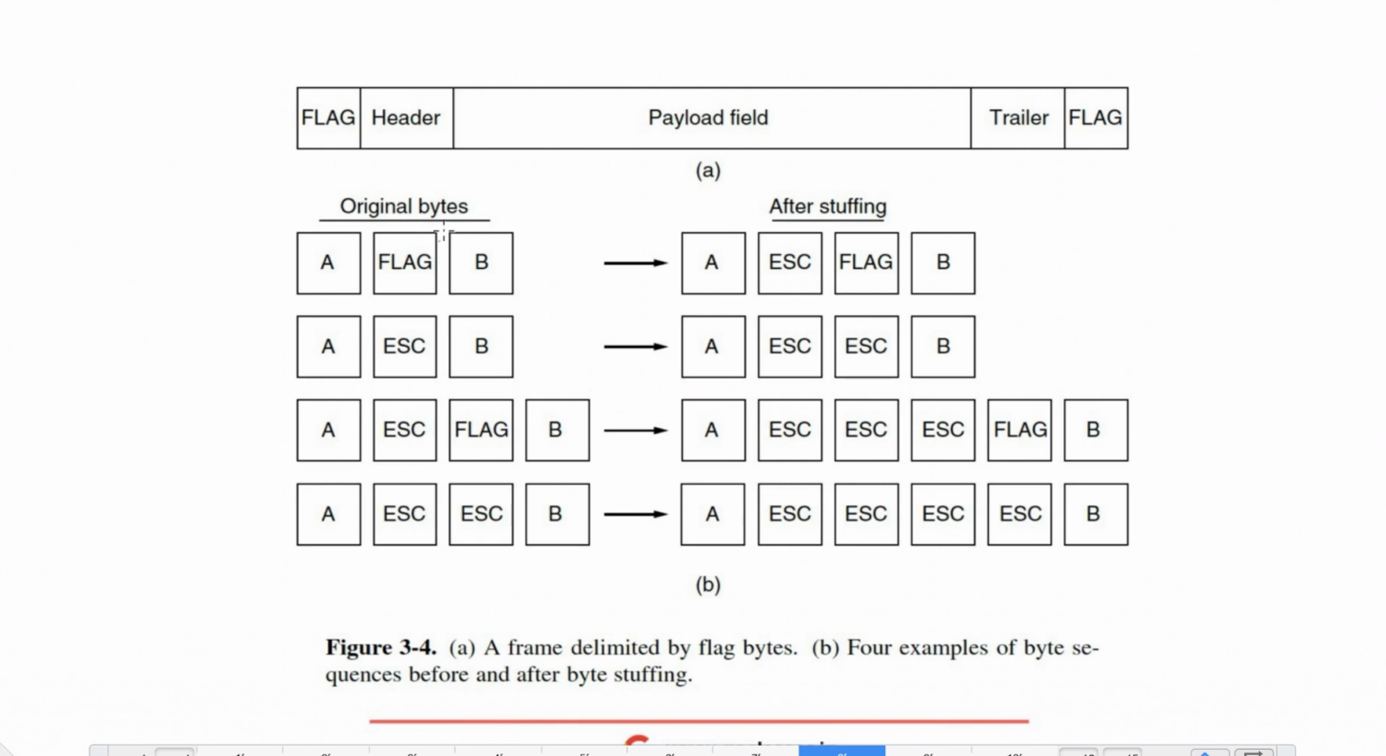So see here, suppose that in the original bytes you have just flag, so you will be appending ESC. If you have just ESC, also ESC. If you have ESC and flag, then for this ESC one ESC, for this flag one ESC. If you have ESC ESC, then for each ESC one ESC. So always append ESC for each ESC or flag. I hope you got it. So these are the original bytes, and this is the bytes after the stuffing. This is called byte stuffing or character stuffing.